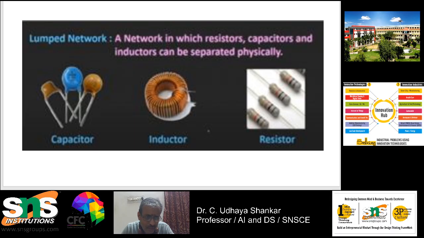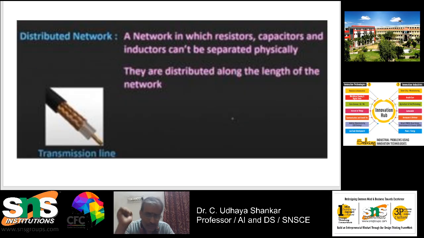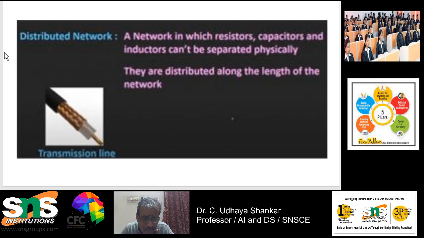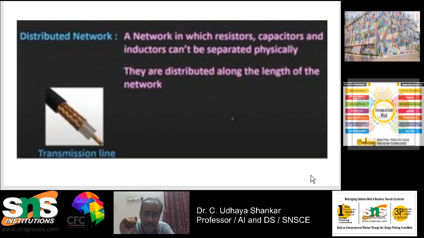Then let us go into the distributed network. In a distributed network, the resistance, capacitance and inductance cannot be separated physically. What does it mean? For example, this is a transmission line. Where is the resistance? Where is the inductance? Where is the capacitance? It is there, in a transmission line.